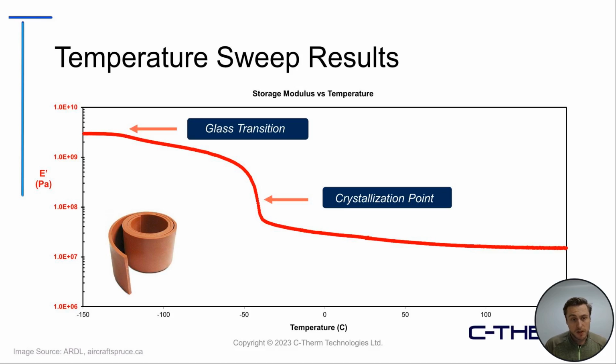So here are the results that we got. We were able to detect the glass transition temperature below -100 degrees Celsius. And then we also unexpectedly noticed a large dip above -50, around -40 degrees Celsius, which we assumed at the time was due to crystallization or decrystallization of the material.